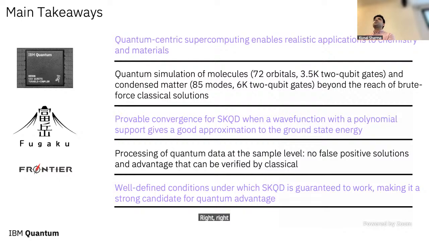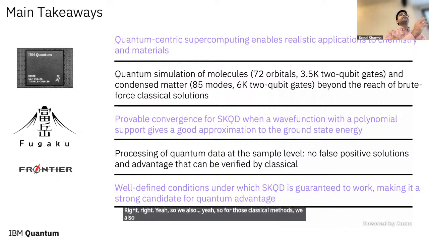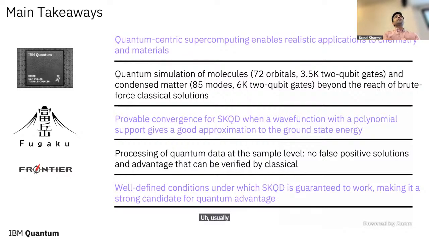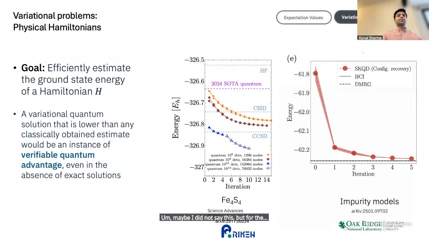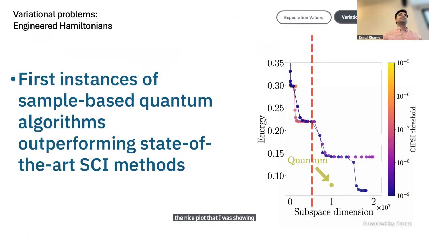Right, right. So for those classical methods, we also give them freedom to try whatever they want. Usually, even for them, I think it's better to start with the input that we give. Maybe I did not say this, but for the nice plot that I was showing to make a case for advantage, if you run DMRG for this, DMRG cracks it. So DMRG is still the beast that we have to beat.